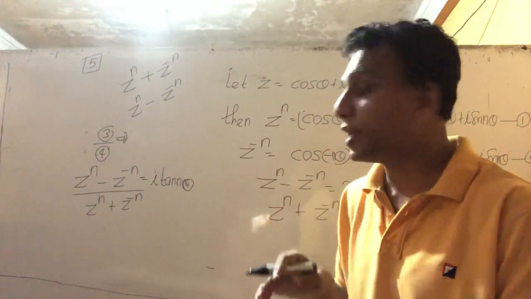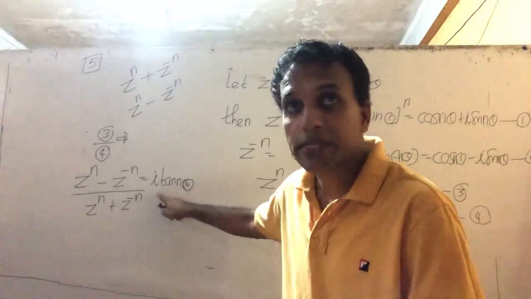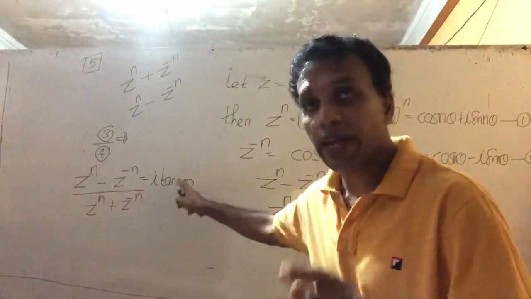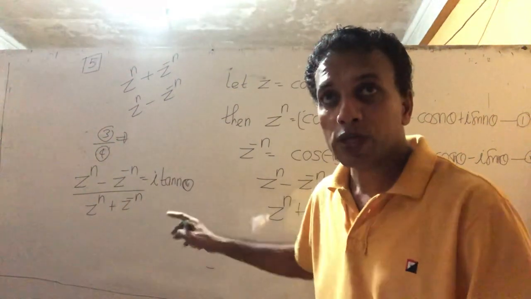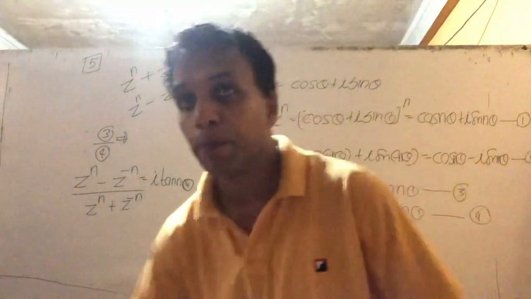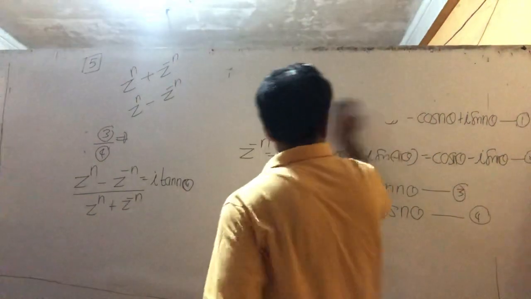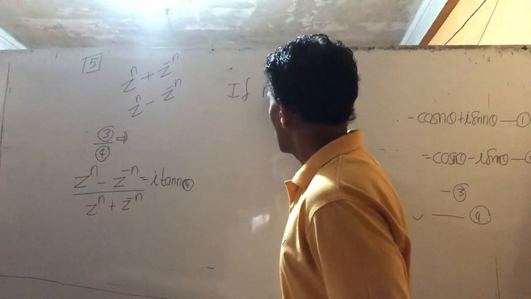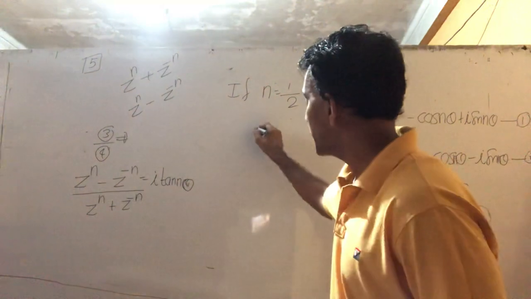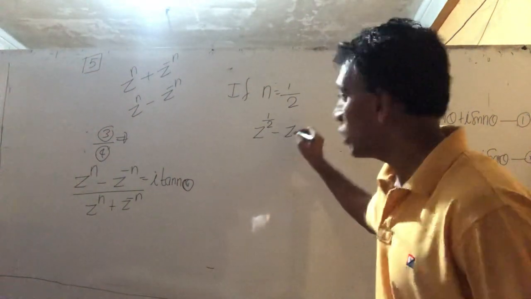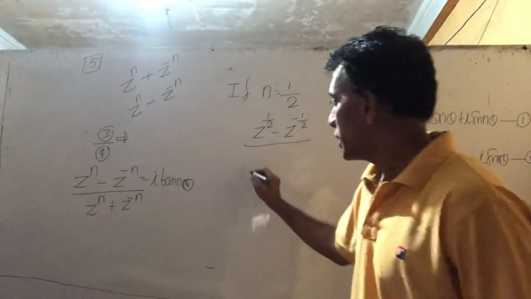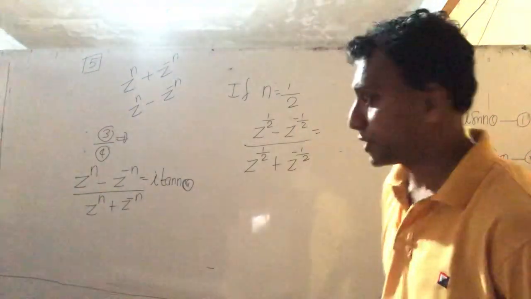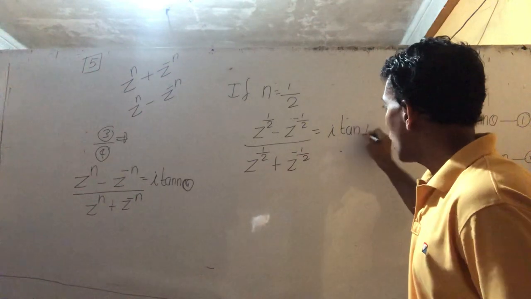But the problem is, the answer shown is: show that it equals i tan theta by 2. So what happened to the n value? Put n for half. If you write n for half, it becomes i tan half theta. So with the answer, decide a suitable value for n. Next step, substitute n for half. If n equals half, z to the power half minus z to the power minus half over z to the power half plus z to the power minus half equals i tan half theta.